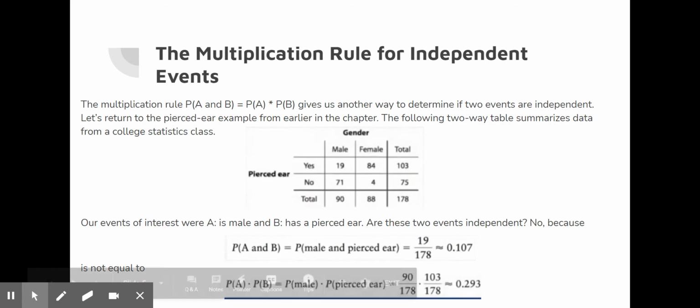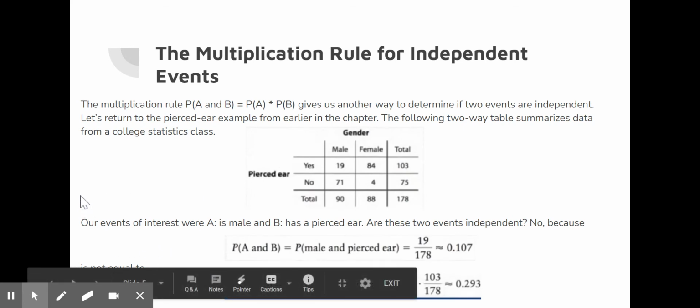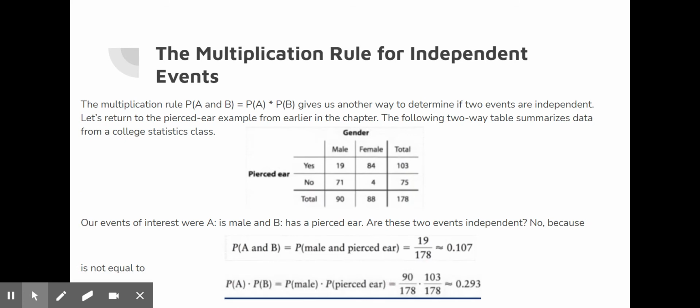Okay, so the multiplication rule of probability of A and B equals the probability of A times B gives us another way to determine if two-way tables are independent. So we're going to look at that pierced ear example from earlier in the chapter. The following two-way table summarizes data from a college statistics class. Our events of interest where A is male and B has a pierced ear. Are these two events independent?